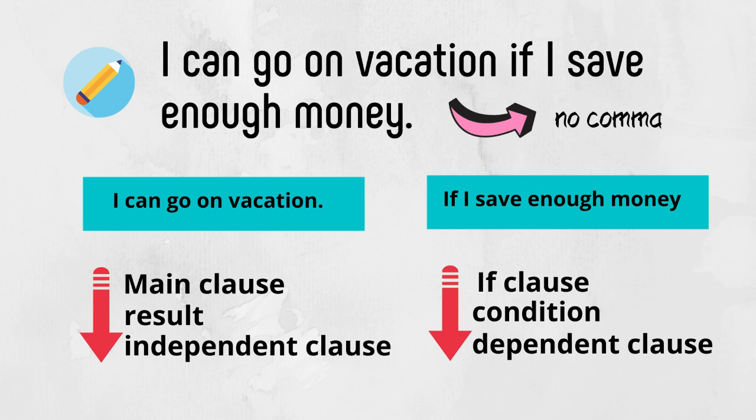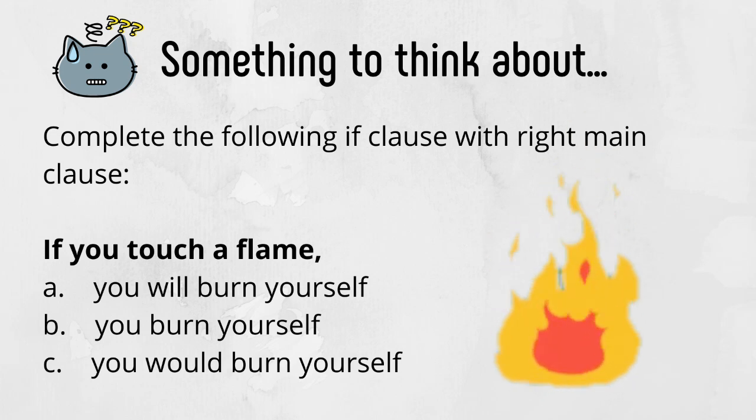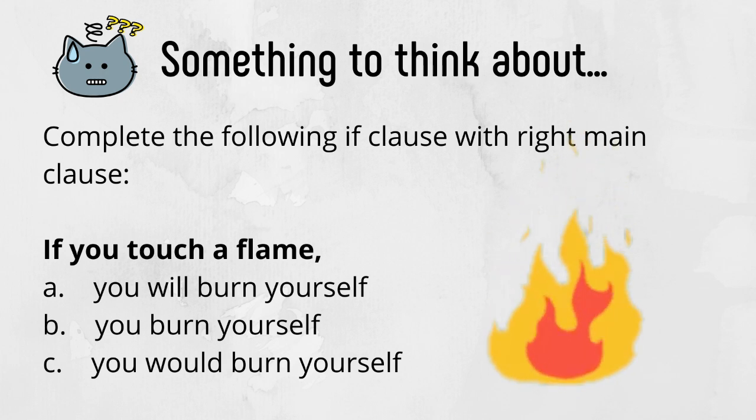Now, before we wrap this video, let me leave you a question. Can you complete the following if clause with the right main clause? If you touch a flame, will it be A, you will burn yourself, B, you burn yourself, or C, you would burn yourself? Which do you think is the right answer? We'll discuss the answer on the next video. We'll talk about the different types of conditional sentence one video at a time, alright?